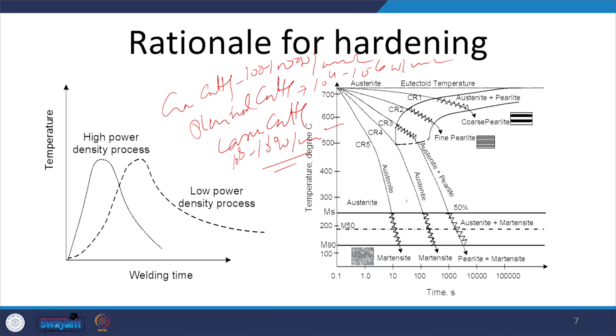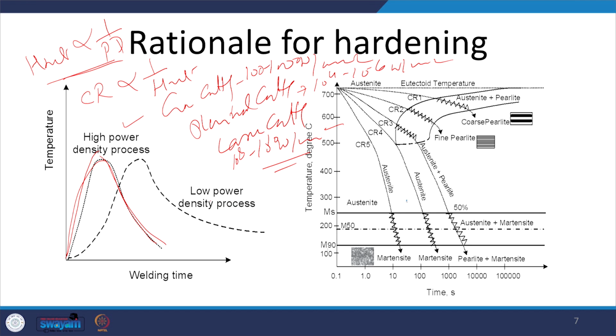When we use a high power density heat source for melting or cutting, what happens? The rate of heating is very high, it requires very little heat, and so it offers a very rapid cooling rate. Why? Because cooling rate is inversely proportional to the heat input, and the net heat input needed for cutting or welding is inversely proportional to the power density of the heat source. So, the lower the power density, the higher the heat input required. When we deal with high power density, the thermal cycle observed is like this.